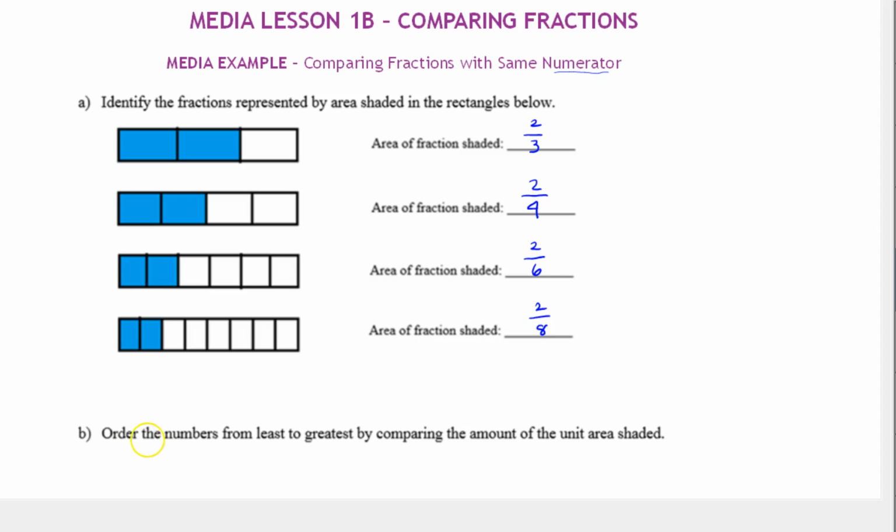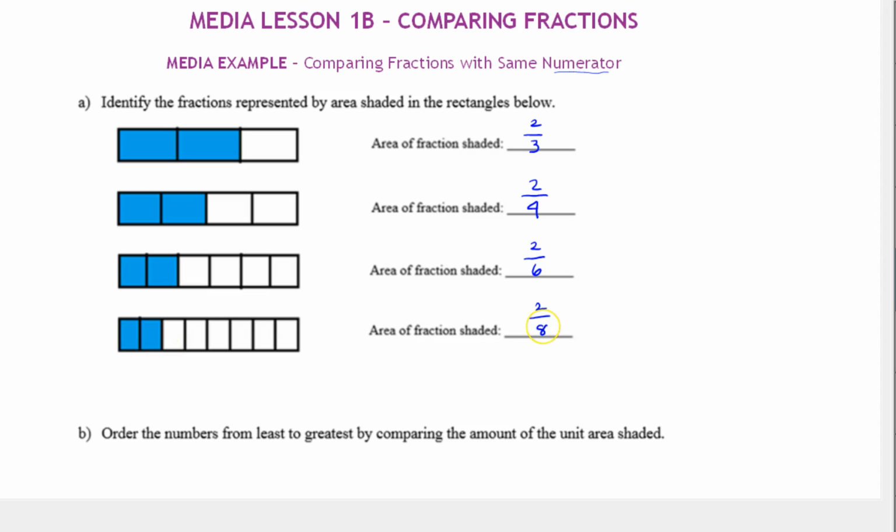So now we want to order the numbers from least to greatest by comparing the amount of the unit area shaded. And you may notice as you move down these rectangles, you have a smaller amount in each case. And again, think of this as maybe a tray of brownies. Here you had the most of the tray compared to the others. Okay, this is the second largest amount, the third, and this is the smallest amount.